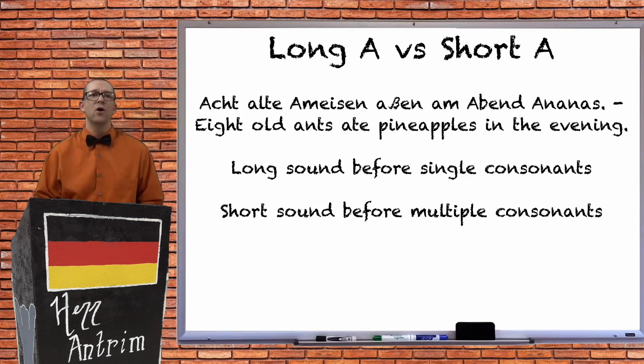Let's get started. The long A versus the short A. 8 alte Ameisen aßen am Abend Ananas. In case you don't remember it from the previous videos, the long A sound is made when there is only one consonant after the vowel, but the short A sound is made when there is more than one consonant after the vowel. The words acht and alte have the short A, acht, alte. Ameisen and aßen and am, Abend and Ananas have the long A sound. Also, it's fun to hear how the last words slide together, am Abend Ananas. 8 alte Ameisen aßen am Abend Ananas.